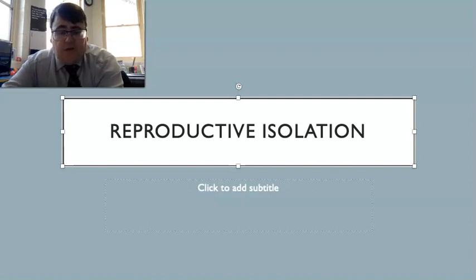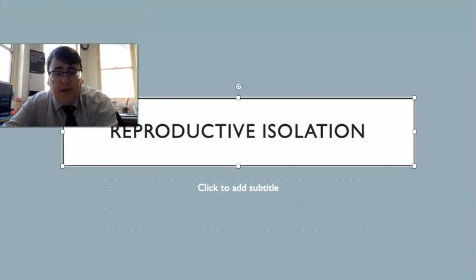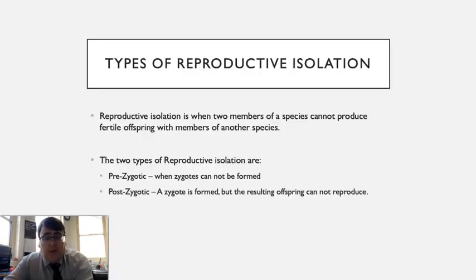We're going to start with our first video, which is reproductive isolation. We have briefly mentioned this in other topics, but we're going to look at this in a bit more detail now. So the first thing we're looking at is the types of reproductive isolation. There's 2 different types of reproductive isolation: pre-zygotic and post-zygotic. Pre-zygotic is when zygotes can't physically form.